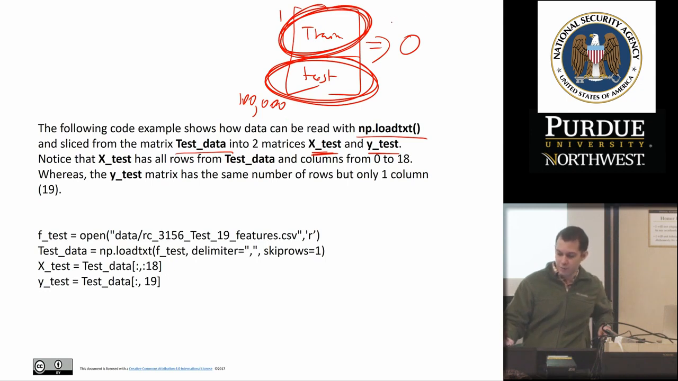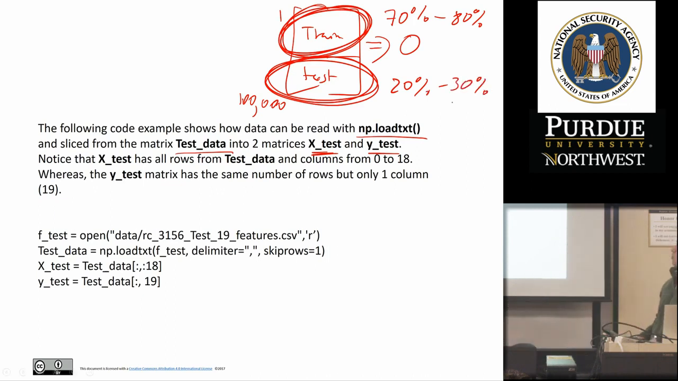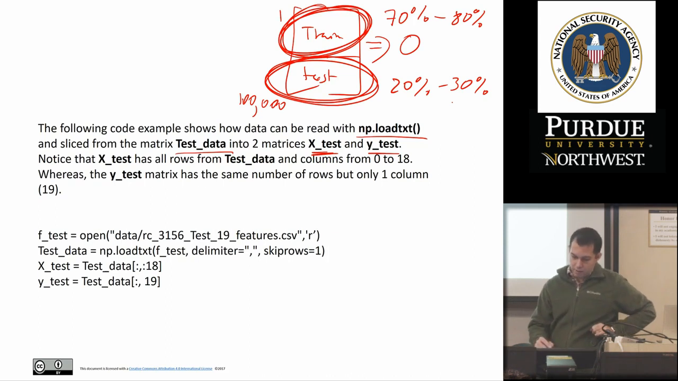Now usually this will be like 70% of the data, or 70 to 80%, and the test part can be from 20% to 30%. You see that? And so those are kind of the numbers. Notice that x-test has all rows. So now let's look at the code, and then we'll come back to the text.